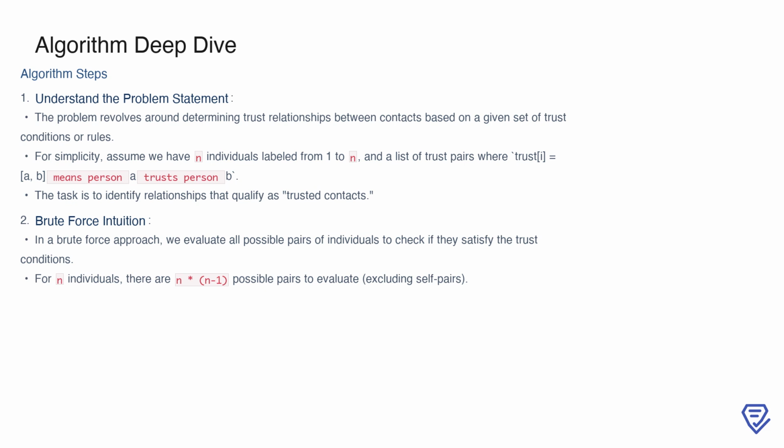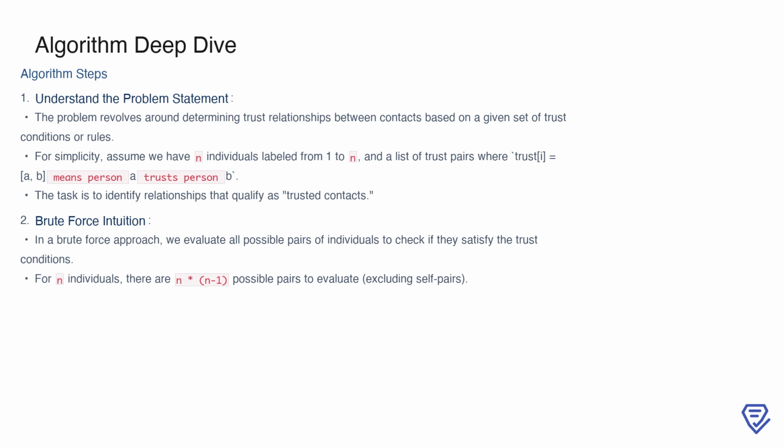To solve the problem of identifying trusted contacts, the first step is to fully understand the problem statement. Here, we are dealing with n individuals, each uniquely labeled from 1 to n. Given a list of trust pairs, where trust[i] equals [A, B] signifies that person A trusts person B, the goal is to determine which relationships qualify as trusted contacts based on specified conditions.